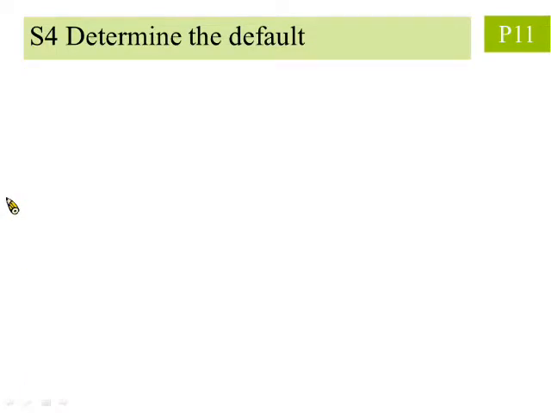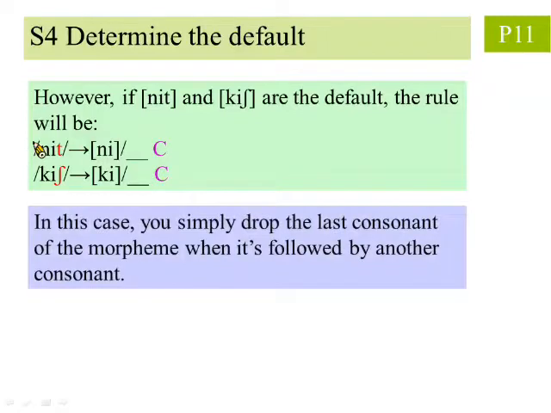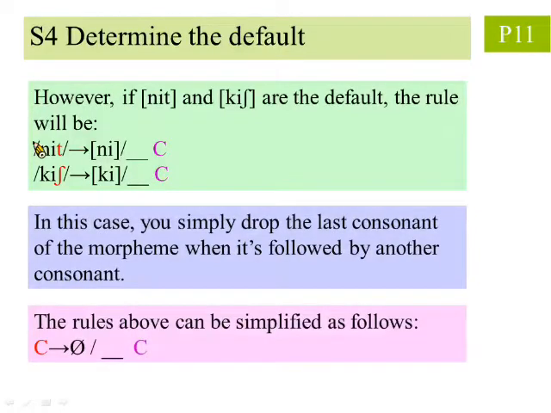However, if nit and kit are the default, the rule will be like this. When nit or kit are followed by another consonant, we drop the last consonant from nit and kit, leaving ni and ki. This rule can be simplified as follows. The last consonant of the morpheme is dropped when it's immediately followed by another consonant.